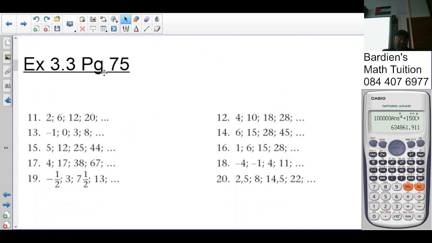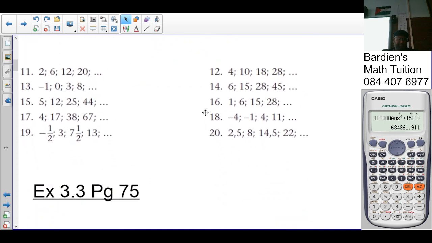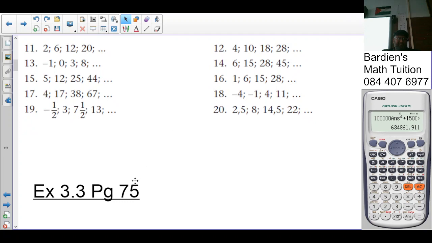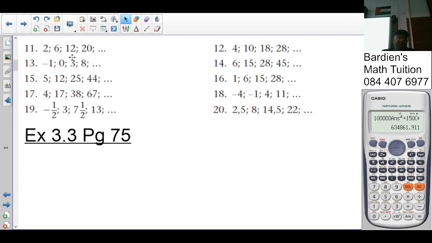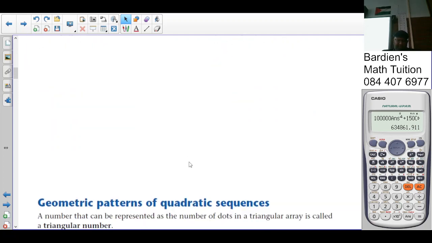Your homework is going to be out of exercise 3.3 on page 75, you do for me the odd numbers from 11 to 19. That should suffice. So it's 11, 13, 15, 17 and 19 only. Okay, since you guys are okay with this section of work.